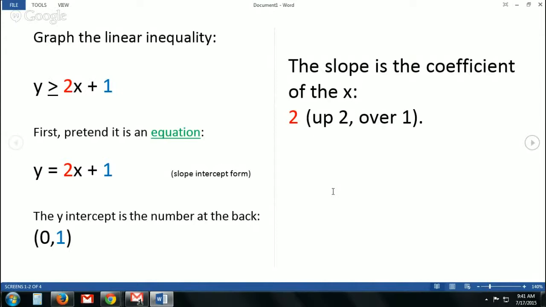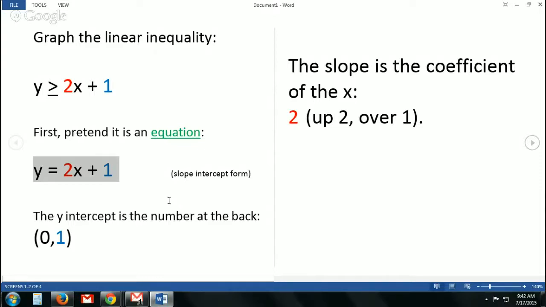Let's look at another linear inequality in two variables, only this time it is in slope-intercept form with the y by itself on one side. Now, just like before, let's pretend that it is an equation to get started. Y is equal to 2x plus 1. This is slope-intercept form solved for y.